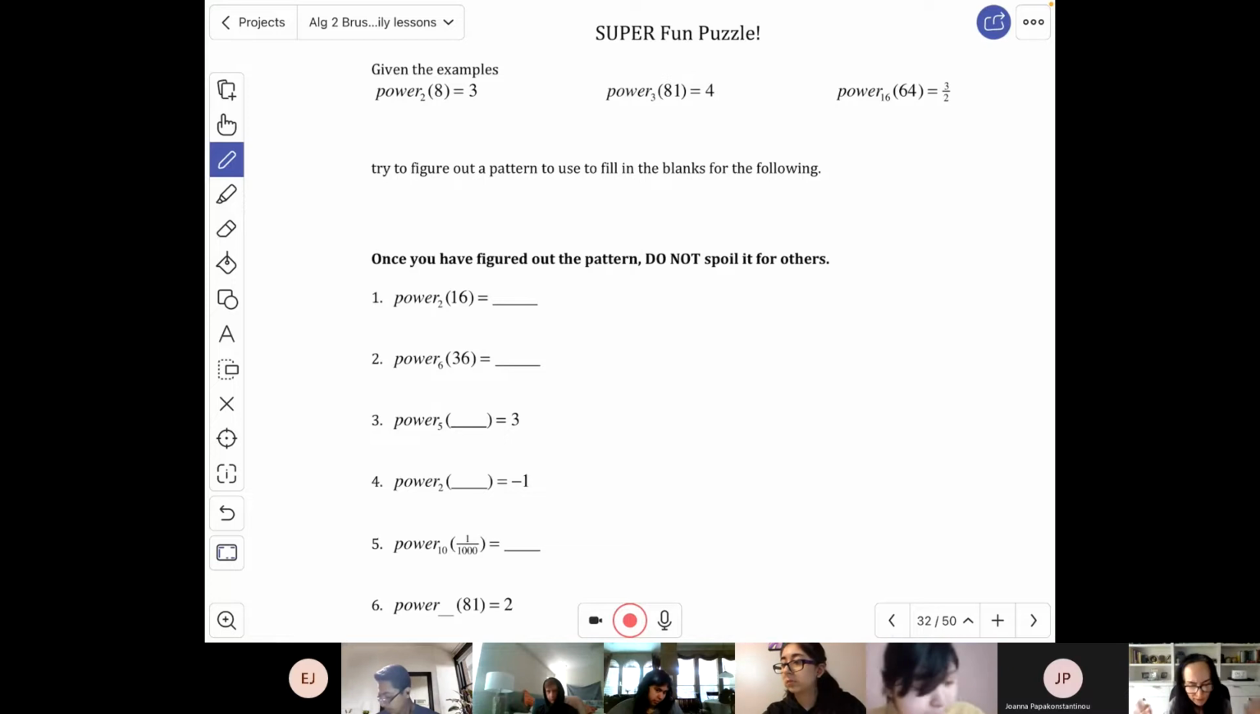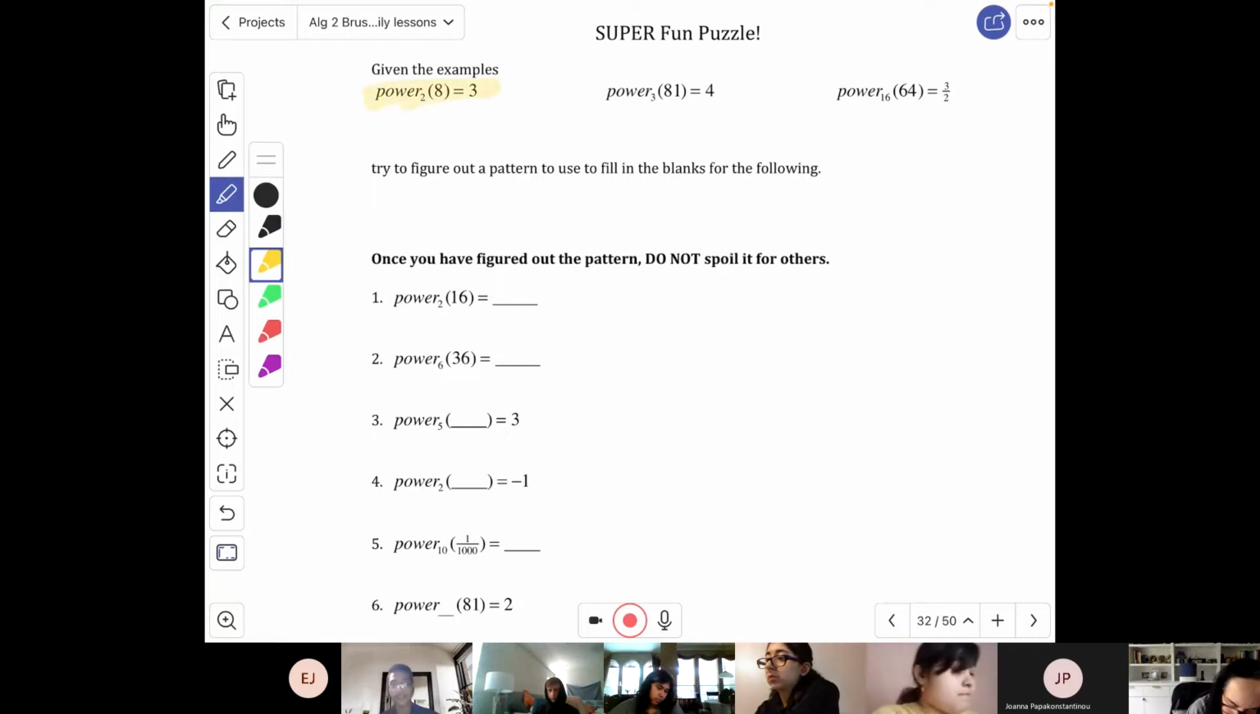Okay. Now let's do this super fun puzzle. You have this in your packet. What I want you to do with this super fun puzzle is I want you to look at each of these.